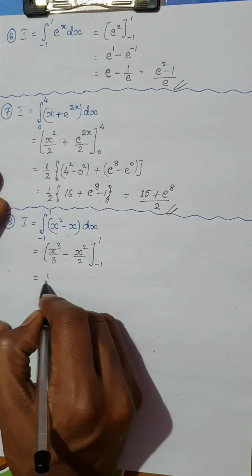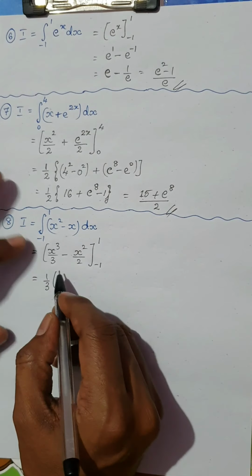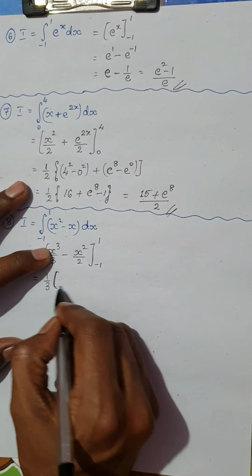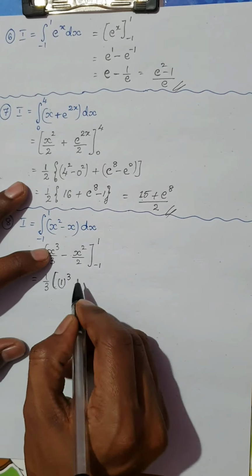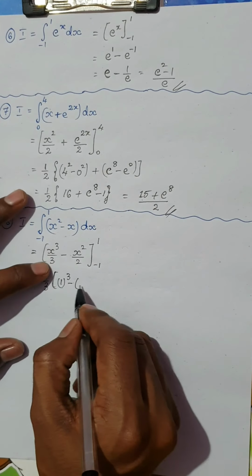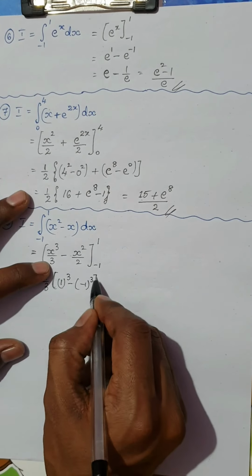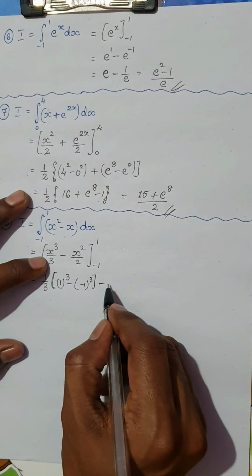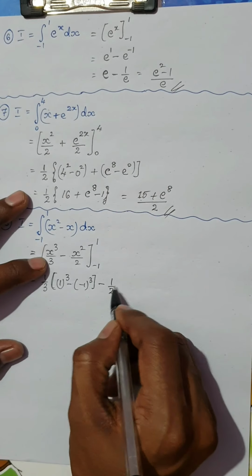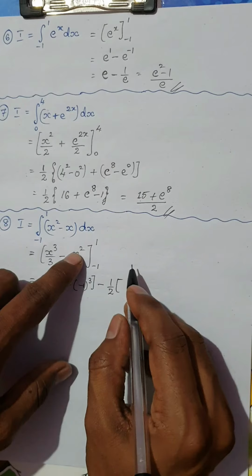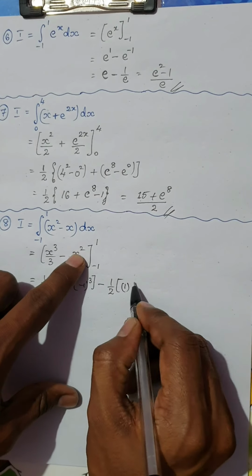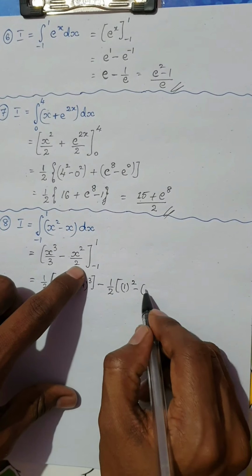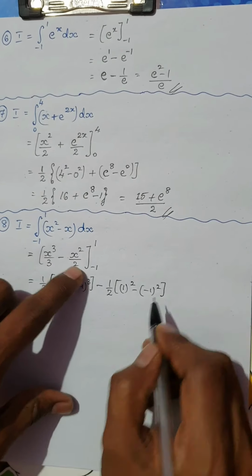So this is nothing but 1 by 3 is a constant, let me keep it as it is. So upper limit is 1 cube minus lower limit is minus 1 cube. Minus 1 by 2 is a constant. Now let me apply the limit here. So upper limit is 1 square minus lower limit is minus 1 square.